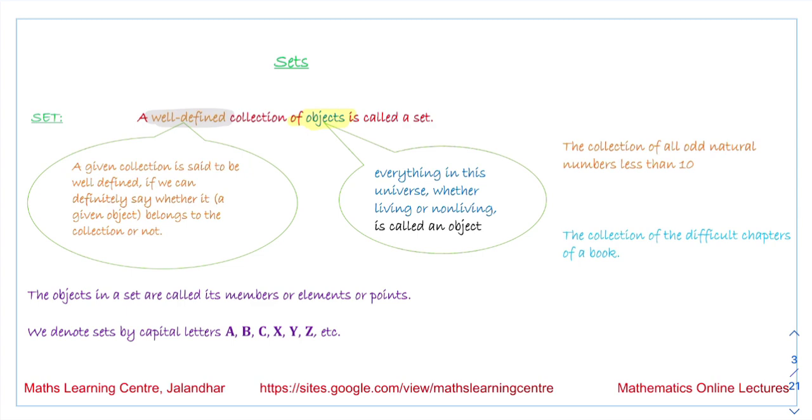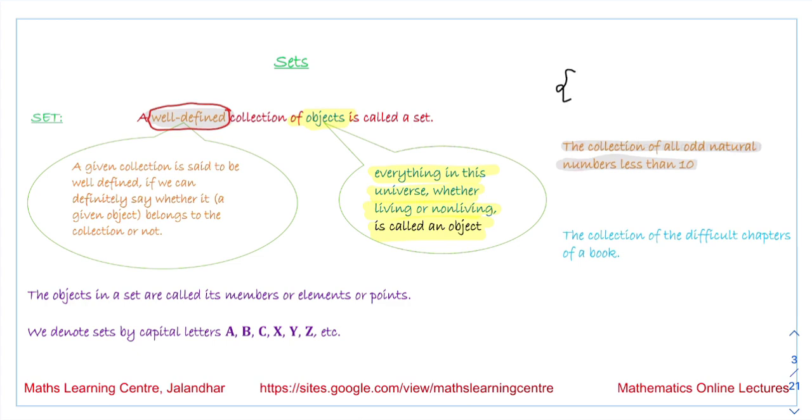Object means anything in this universe, whether it is living or non-living, it is called an object. And when we are talking about this term well-defined, we explain this term with an example. Suppose we have to write the collection of all odd numbers less than 10. Then we start listing these numbers.